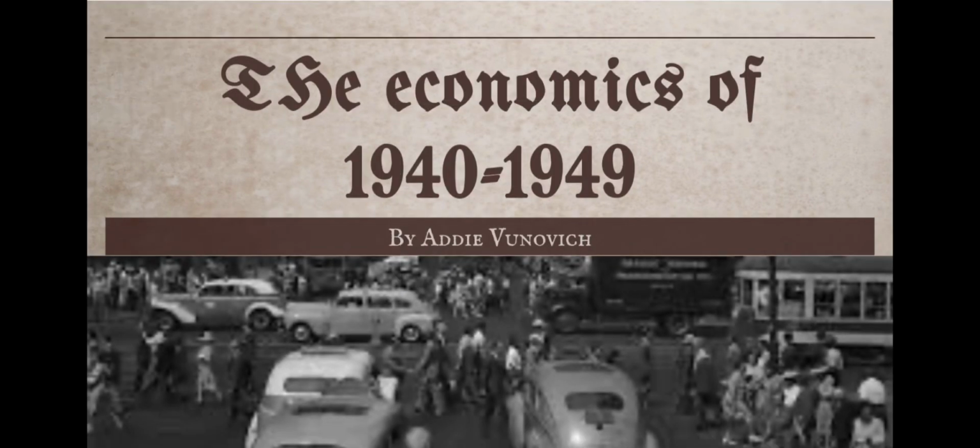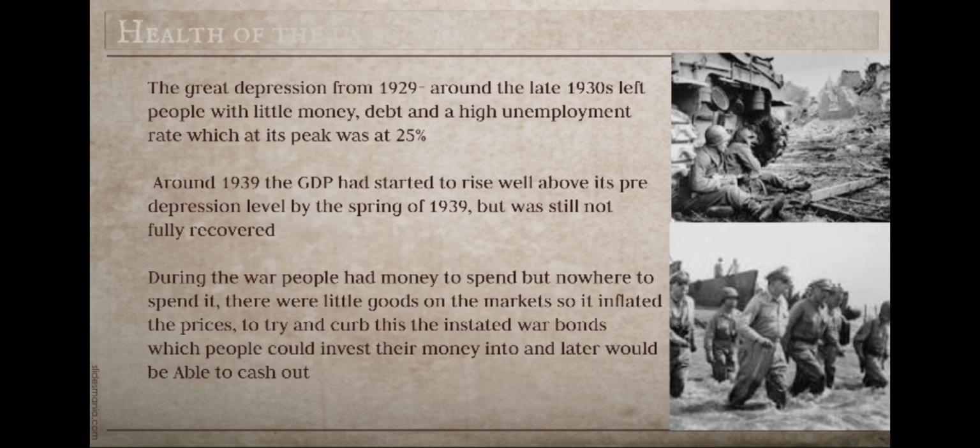The economics of the 1940s. The Great Depression was from around 1929 to the late 1930s. It left people with little money, debt, and a high unemployment rate, which at its peak was at 25%. Around 1939, the GDP had started to rise well above its pre-depression level by the spring of 1939, but it was still not fully recovered.